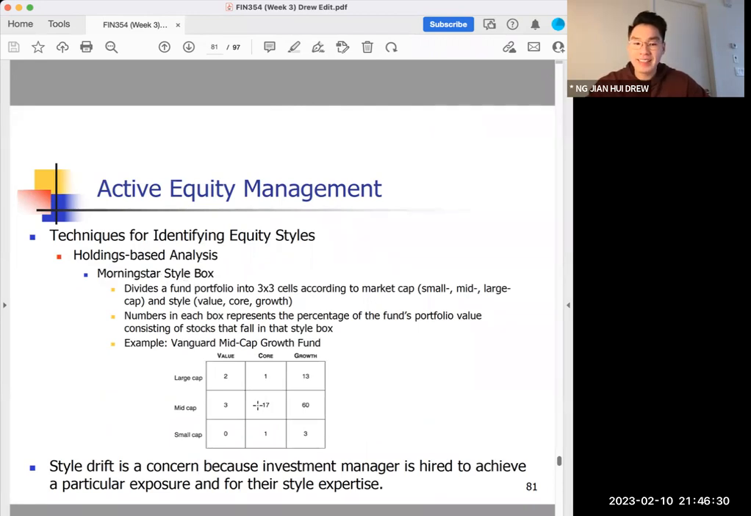So how does this work? Let's say you have a basket of, I don't know, maybe 100 stocks or 80 stocks. Then what you do is you plug in the number of stocks that are considered value, growth, or core, and whether it's mid cap, large cap, or small cap. By plugging all this into this matrix, you can determine, on average, what kind of style it is. So on average, maybe this looks like more of a growth strategy, a growth mid cap strategy. So that's how you determine the style. This is just one method of doing it.